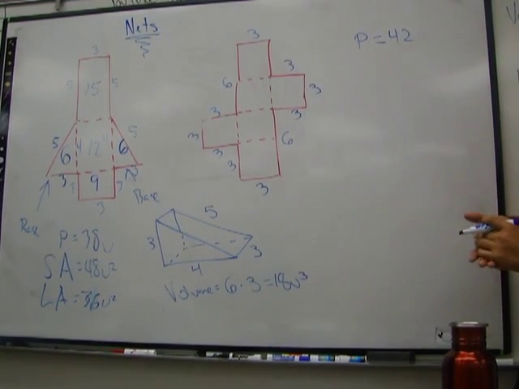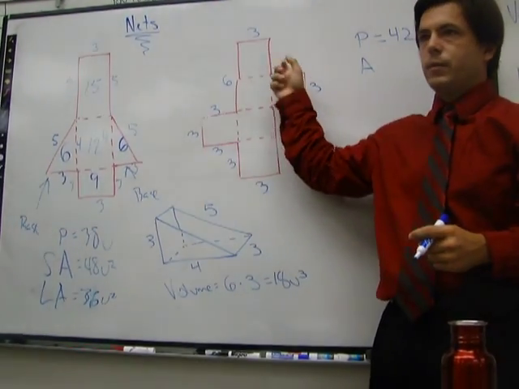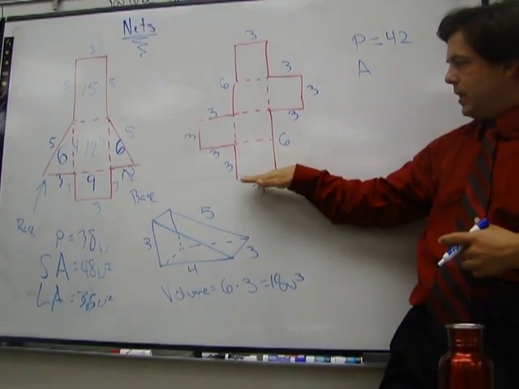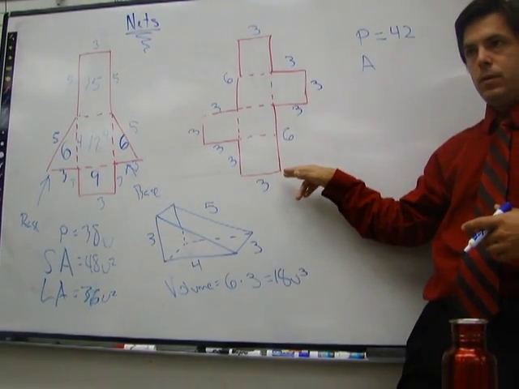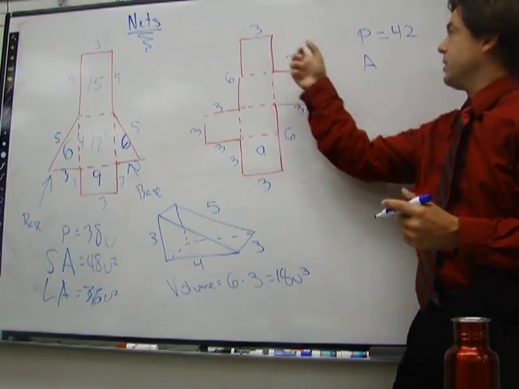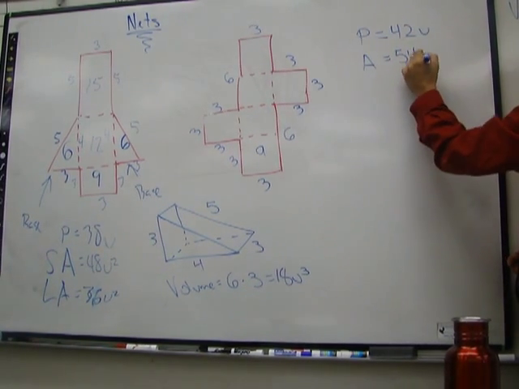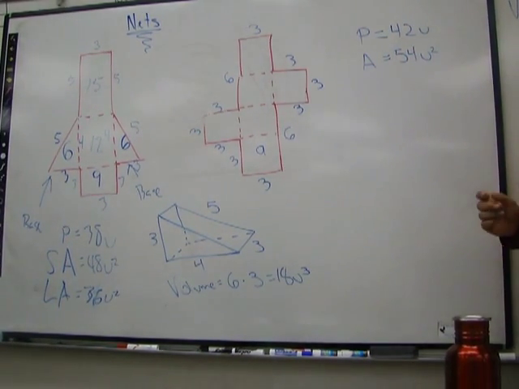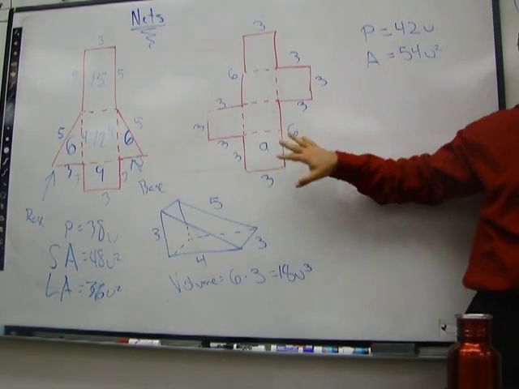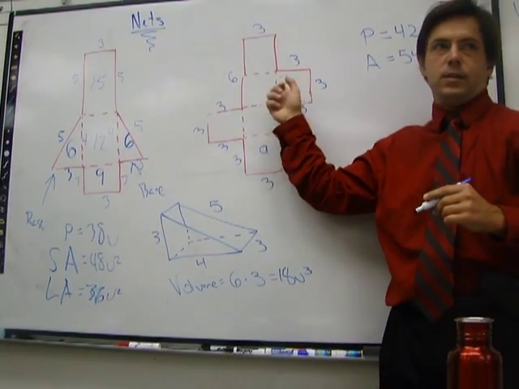Good. Okay, the area. Well, how many of these squares are there? 6. Are they all congruent? Yeah. And what's the area of one of them? 9. So just 9 times 6. It's going to equal 54. 54 what? Units squared. Squared, because the area. Okay. Now that area, is that the surface area or the lateral area? Surface area, because it includes the two bases.